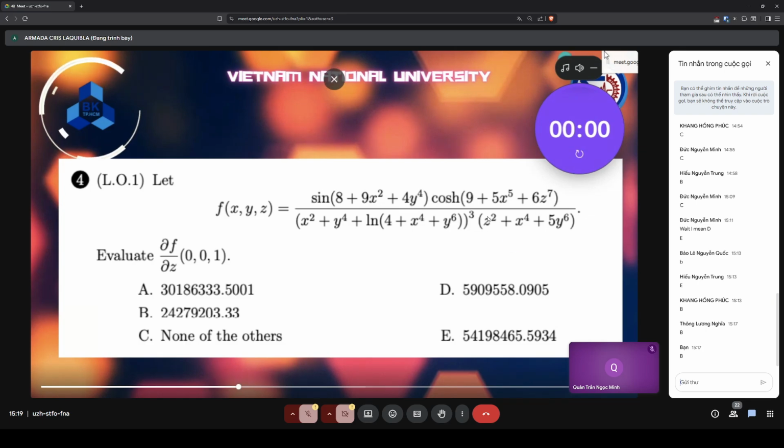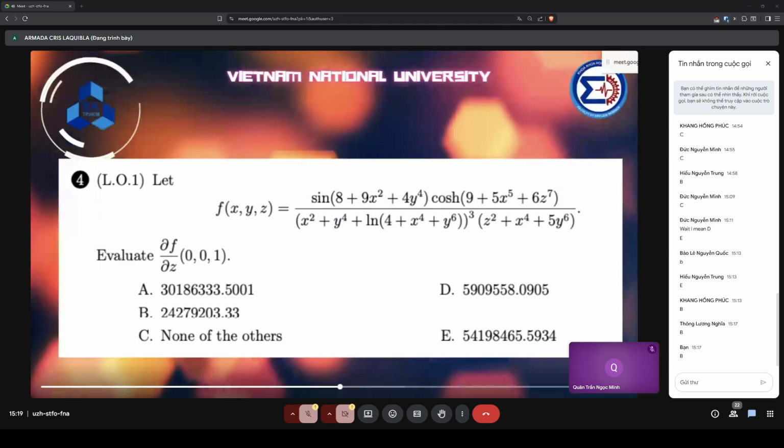Okay, time is up. By the way, how did you solve this? Did you solve this by solving the derivative?